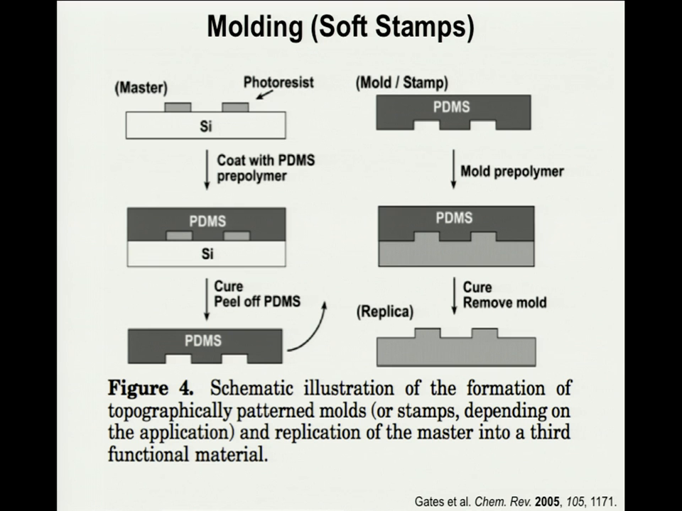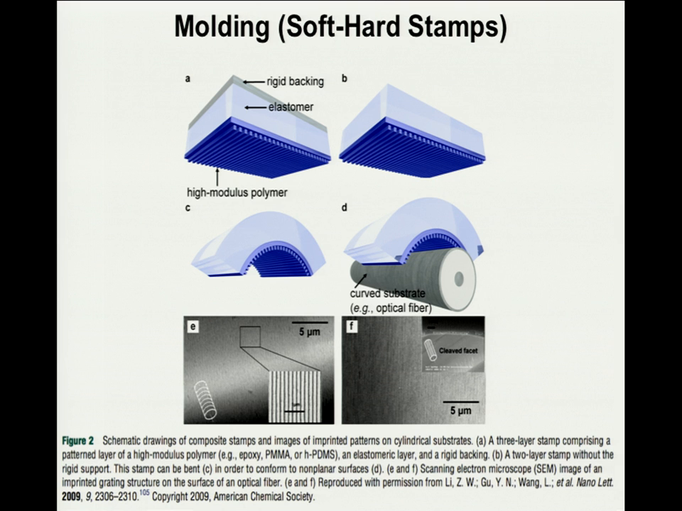So this is molding using a soft stamp. You take a silicon wafer, you do photoresist chemistry on it, you pour a PDMS, polydimethylsiloxane, or silicone rubber prepolymer on it, you cure it, peel it off, and then you use it to mold a final substrate. You can also do this over non-planar surfaces. So this is an elastomeric backing with a thin film that has a relief pattern in it of a higher modulus polymer. We make it higher modulus so that these features don't collapse into each other. And this can be used to pattern the sidewalls of optical fibers, for example.